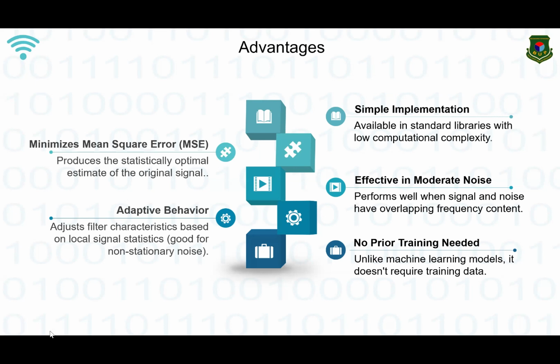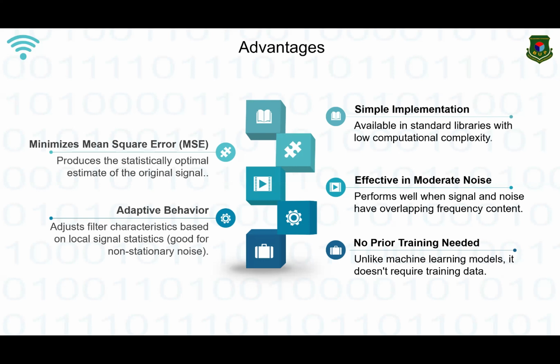Thank you, Jahangir bhai. This is Fuad Hasan. I will continue from here. The advantages: simple implementation available in standard libraries with low computational complexity. Jahangir bhai already showed that there are some libraries in Python that can help us build the application. Minimizes mean-square error, effective for moderate noise, adaptive behavior, no prior training needed. So basically, we don't need any test data. We usually input a clean signal, then add a noise signal, and with some testing, we can generate our output.